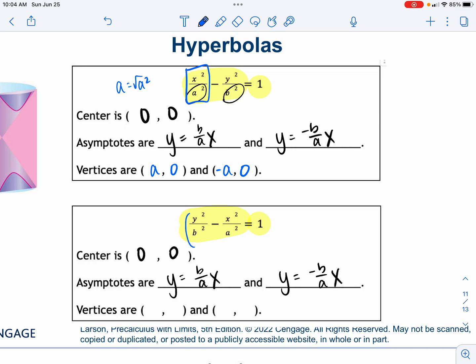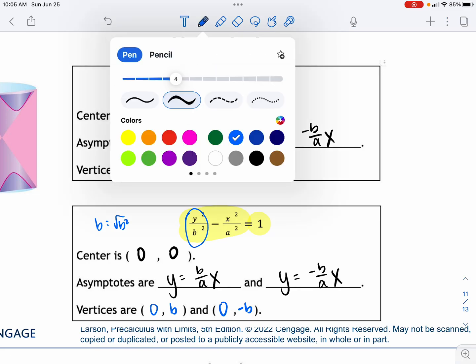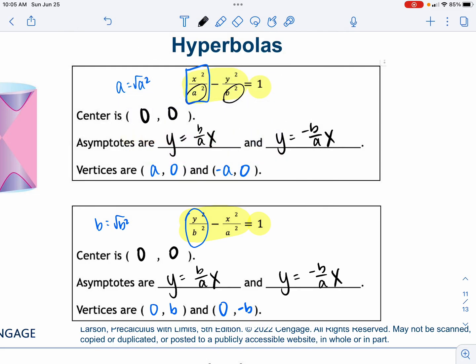Down here, since the y term is first, your b squared will help determine your vertex. And so b is going to be the square root of b squared. And since it coordinates with the y coordinate, it's going to be the y coordinate of the point. So it's going to be negative b and b for your y coordinate, and then your x coordinates are 0. So let's go ahead and apply all of this to an example and see what it looks like.